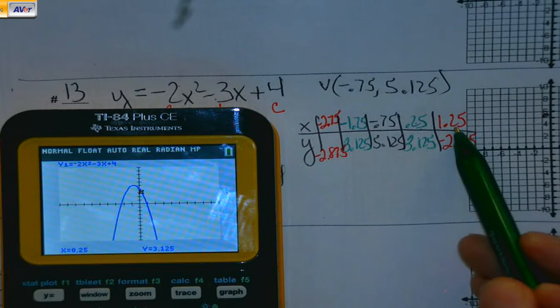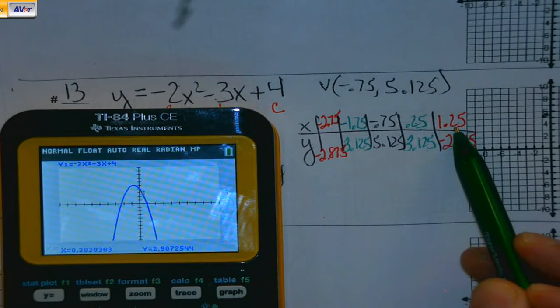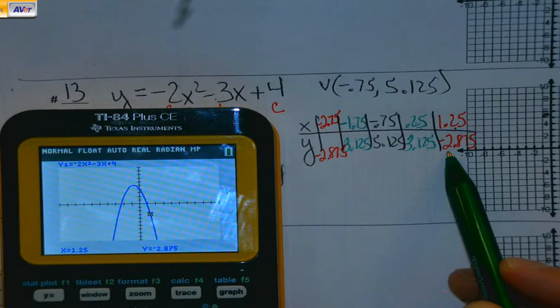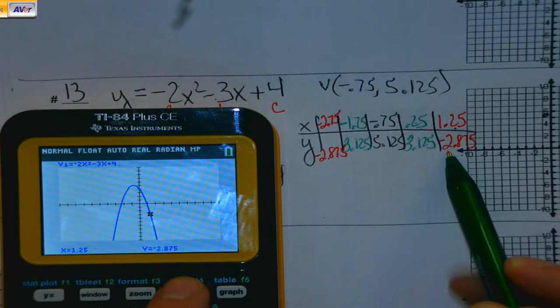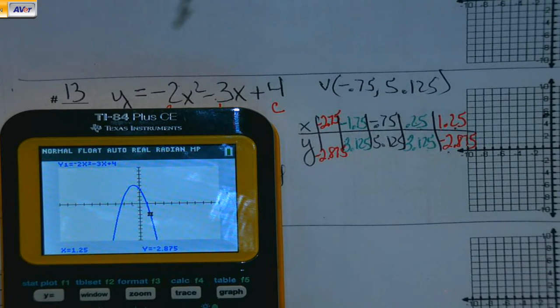If I want to plug in 1.25, I hit trace. 1.25. It tells me the y value. So the chart won't help me on the decimals, but just hitting that trace button and plugging in the x value will tell me what y is. That's pretty slick.